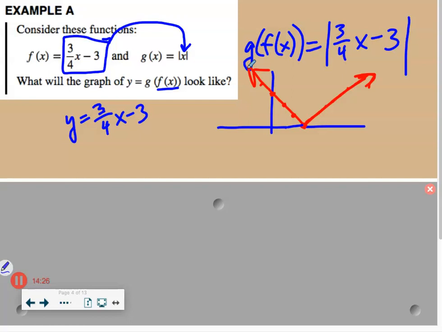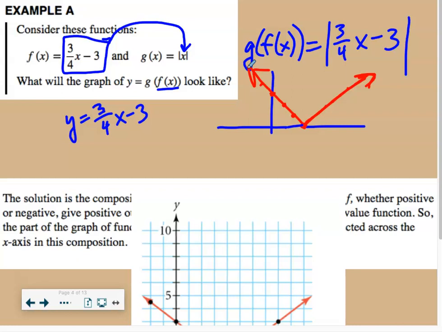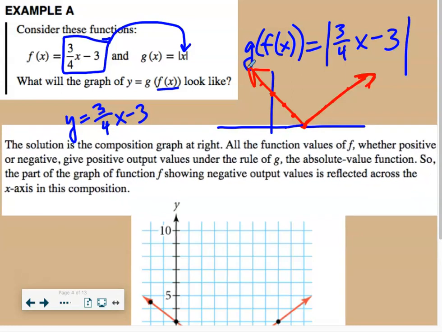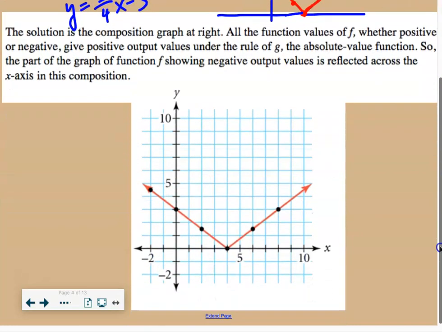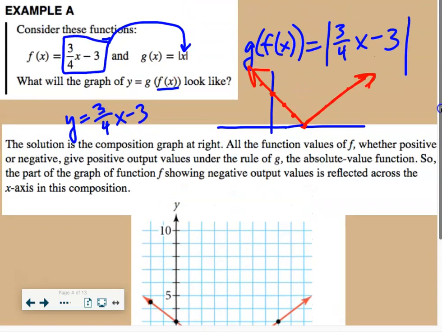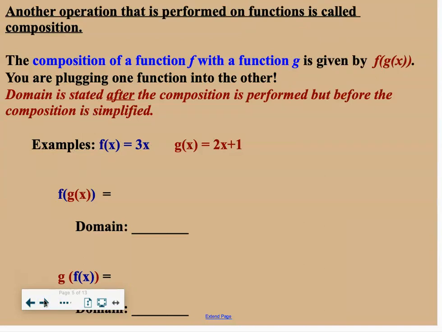We are going to study 4 main different types of graphs over the next couple of weeks. One of them that we're really going to study is absolute value, but not today. Today is just a little intro. We will spend a whole day doing nothing but absolute value graphs later on. All right, so there's your graph if you want to see it.